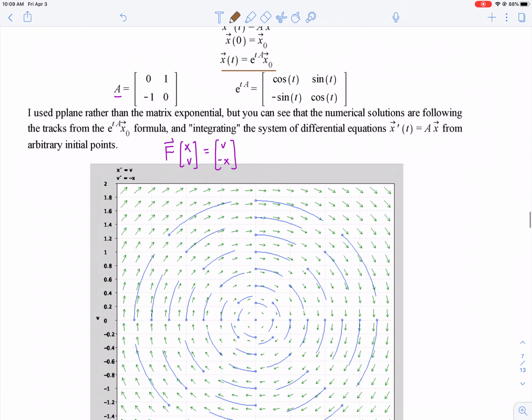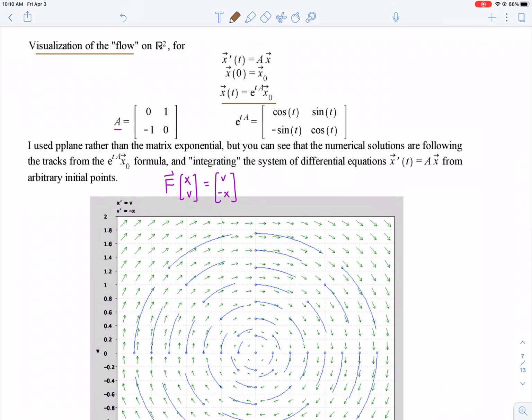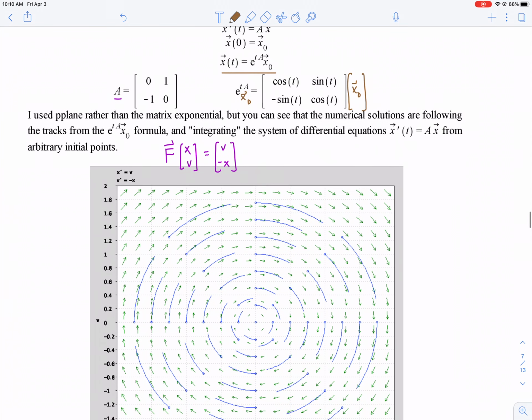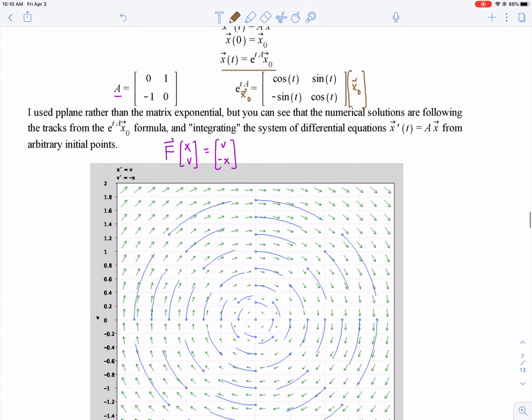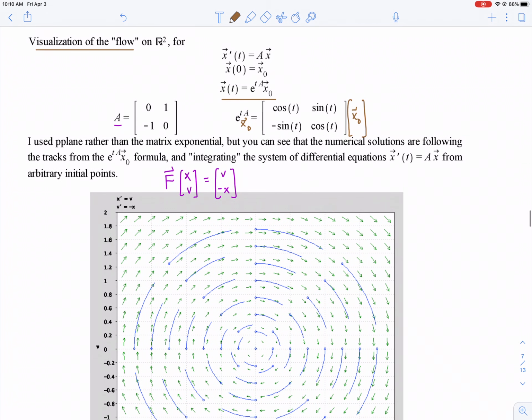In other words, I'm thinking of all of R2. And then as t increases, R2 is flowing. It's getting rotated because e to the tA x naught is just this rotation matrix times x naught, and the angle of rotation is t in the clockwise direction. And so all of R2 is flowing tangent to this vector field.